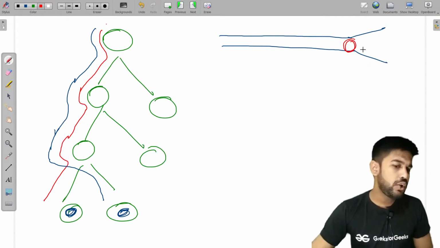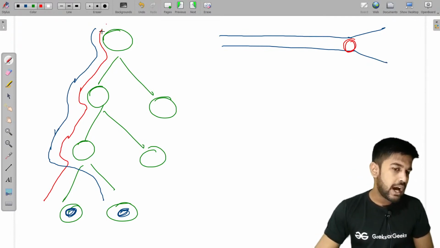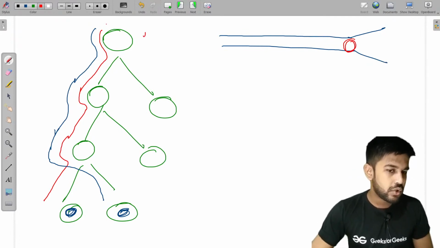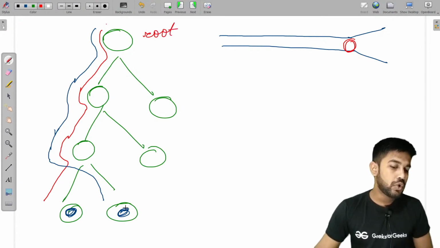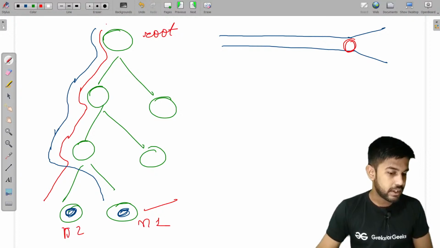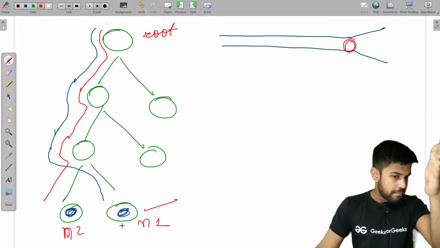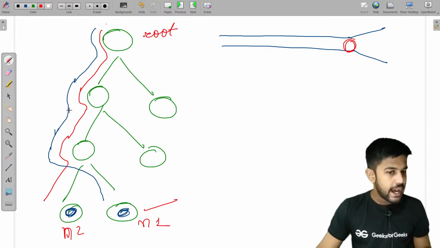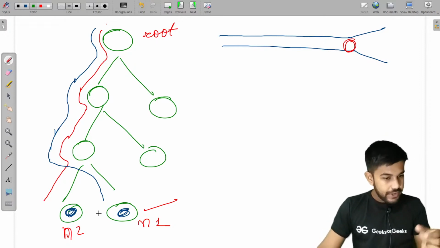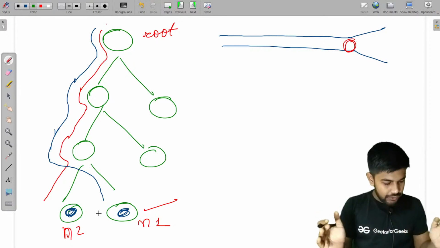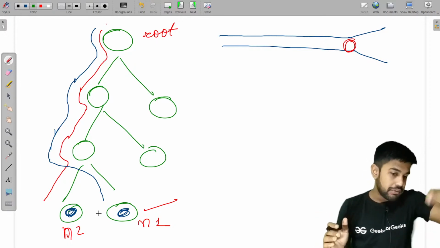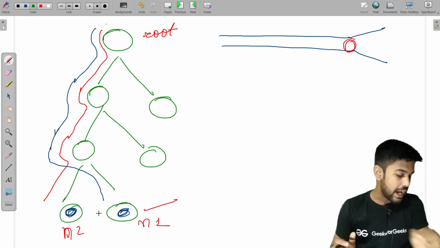So what we can do is take out the path from the root to n1. Suppose this is n1, this is n2. We can take out the path from root to n1, and the path from root to n2, and whenever they start to differ, the node just before that would be our value.